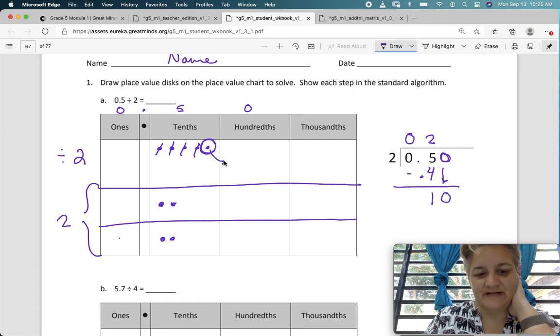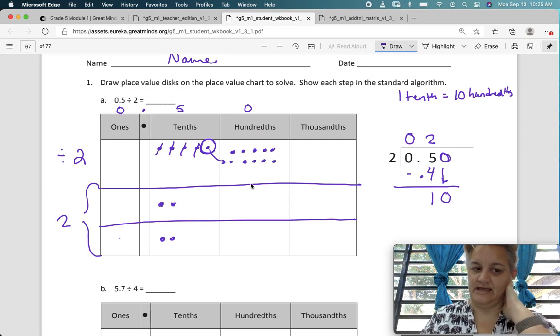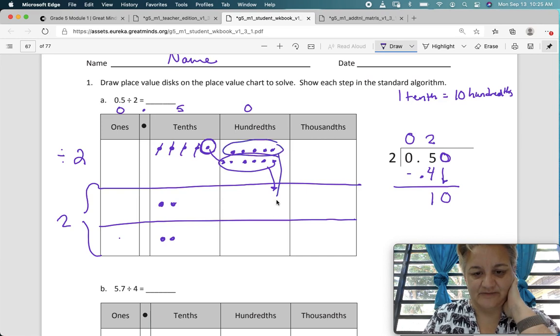Now I'm going to move these over here. 1 tenth equals 10 hundredths. You know that. We've been working with this place value chart long enough that you know that 1 tenth equals 10 hundredths. So I can add 1, 2, 3, 4, 5, 6, 7, 8, 9, 10 hundredths. Now, 10 hundredths, 2 into 10 is 5. So I'm going to take 5 and put them here, and 5 there. 2 goes into 10 5 times. 5 times 2 is 10 with 0 left over.